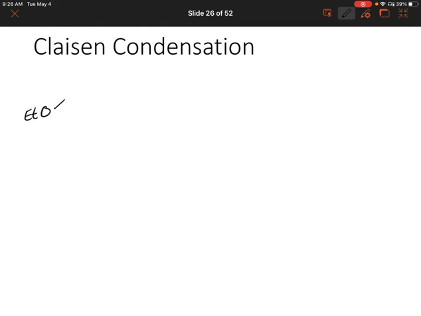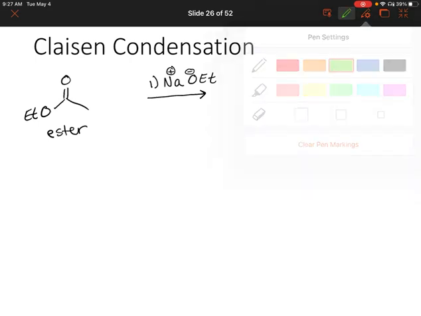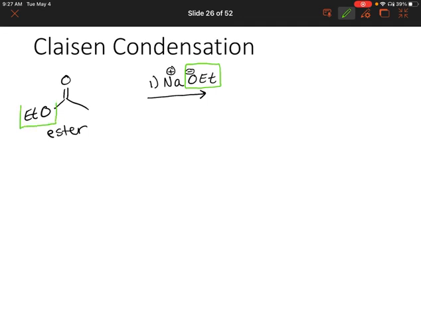So let's say we have the following ester. We've got an ethoxy group attached there. That's our ester leaving group. And we're going to react this with a base, and the base is going to be an alkoxide ion. Now notice that in particular I drew an alkoxide ion that matches our ester leaving group. And that's really important for this Claisen condensation reaction.